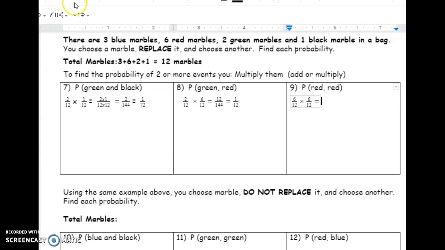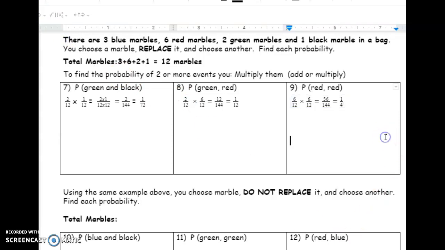So we're going to multiply our numerators. 6 times 6 gives me 36. And we know 12 times 12 is 144. And again, we can simplify by 36. 36 divided by 36 is 1. 144 divided by 36 is 4.